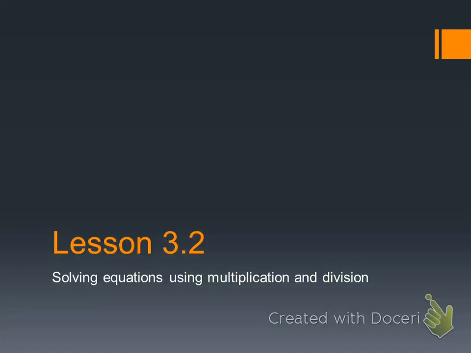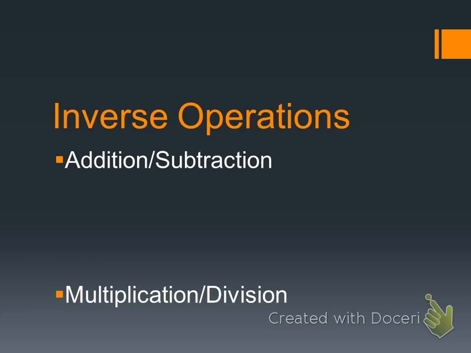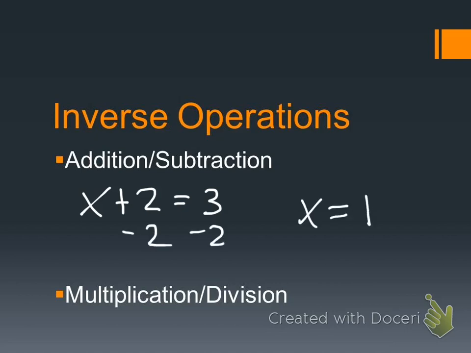Lesson 3.2, what we're going to be working on today is solving equations again. Yesterday we solved equations and used inverse operations, addition and subtraction. If you remember, inverse to addition was subtraction, and inverse to subtraction was addition. So if we had something like x plus 2 equals 3, I would do the inverse, so I subtract 2 on both sides and I get x is equal to 1.